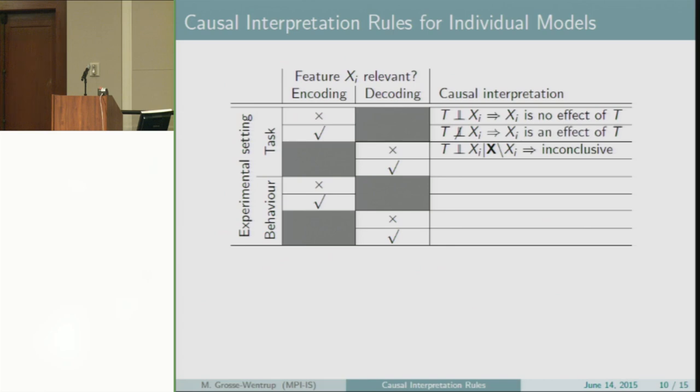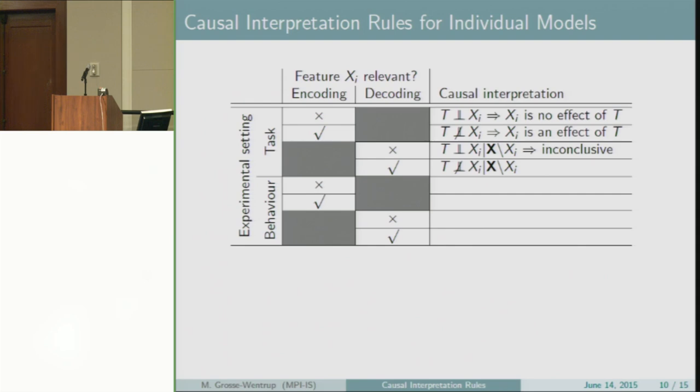That is rather simple because you can randomize your tasks. You can really do a randomized controlled experiment, and if you find that some brain state feature responds to that and shows an effect, then you know that your brain state feature is an effect of your task. That's simple.